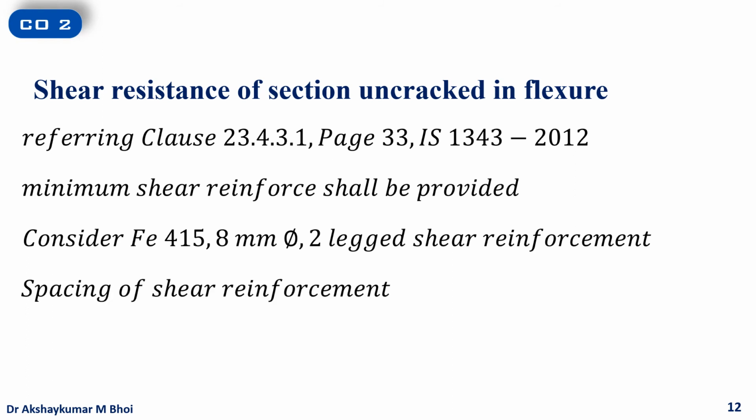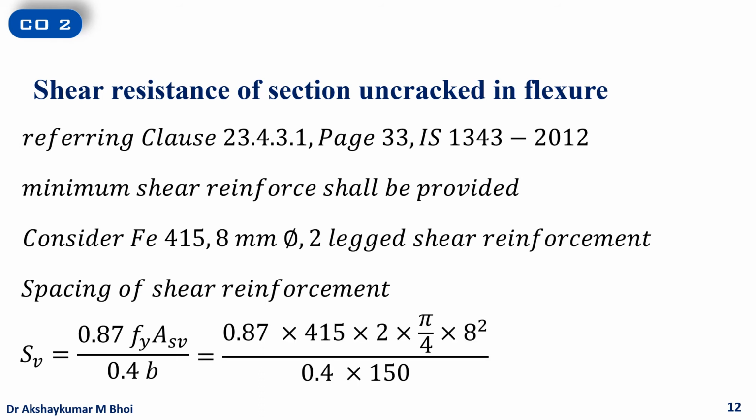The spacing of the shear reinforcement can be calculated by using the formula given in IS 1343 as Sv equal to 0.87 fy Asv upon 0.4 b, where fy is the grade of steel, Asv is the area of shear reinforcement, and b is the width of section. Putting all the values in the equation, we get the spacing required as 601.75 mm center to center.